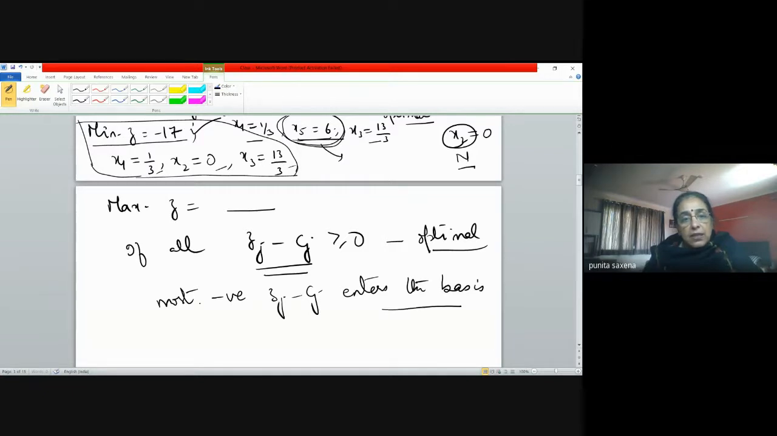So in that case, we would want all zj minus cj's to be positive. And which one will enter? The one that is most negative. What does most negative mean? With the negative sign, but the maximum magnitude. The smallest zj minus cj enters the basis. Is this clear? This is how we are going to move on with all the tables.